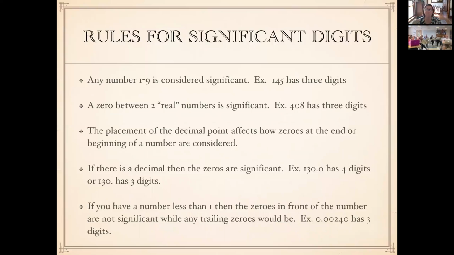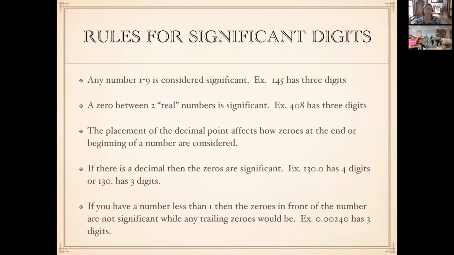Anytime you've got a digit between 1 and 9, that's considered significant. So if you've got the number 145, it has 3 digits, 1, 4 and 5. Everybody can do that part. The problem is the zeros. The zeros are the tricky parts. If you've got a 0 between what I call real numbers, the 1 through 9 numbers, between 2 real numbers, that 0 is significant. It's there for a reason. It's saying, we don't have anything in that 10 spot. We don't have anything in that 1 spot. But it still has significance in the measurement. So for example, 408 has 3 digits, 4, 0, and 8.